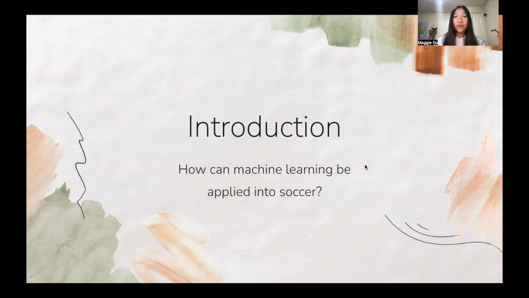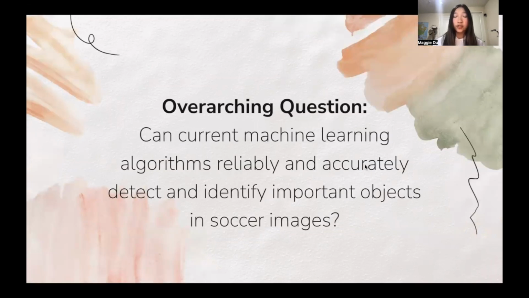Thus, the overarching question today is extremely important. Can current machine learning algorithms reliably and accurately detect where important objects are in soccer images? And the important objects that we will be focusing on today are the soccer balls.